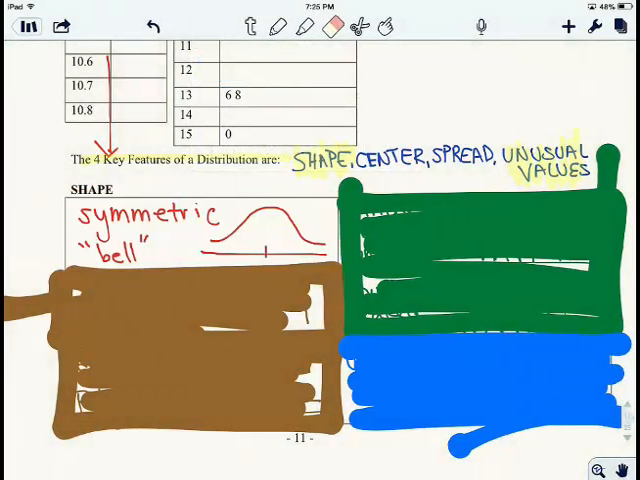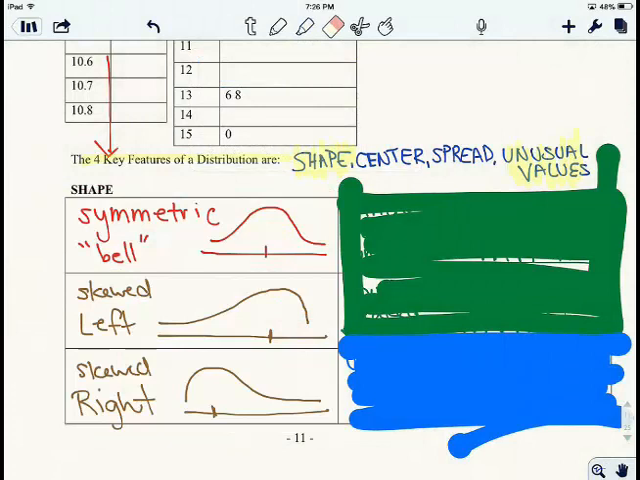The first is bell-shaped or symmetric. The next, left-skewed or right-skewed. Remember, left-skewed means the majority of the data is on the right, with one or two or a few outliers pulling the data to the left, and vice versa for right-skewed.